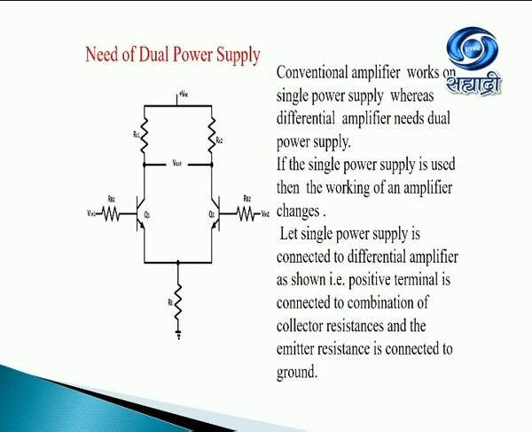Need of dual power supply. Conventional amplifier works on single power supply, whereas differential amplifier needs dual power supply. If the single power supply is used, then the working of an amplifier changes. Let single power supply is connected to the differential amplifier as shown. That is, positive terminal is connected to combination of collector resistances and the emitter resistance is connected to ground.